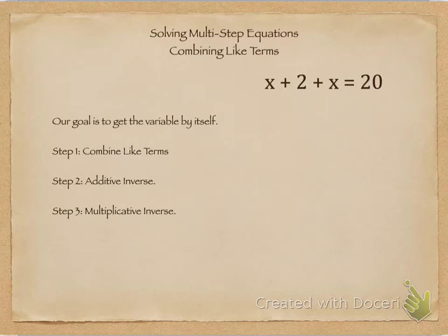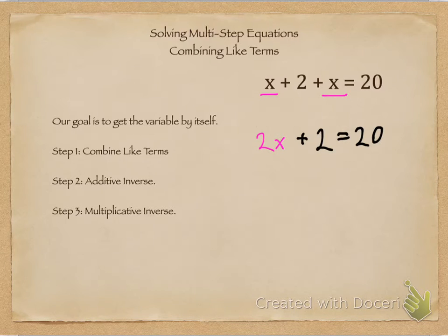Hey guys, today we're going to solve multi-step equations. We're going to begin with some combining like terms. Our first equation is x plus 2 plus x equals 20. We're going to combine our like terms, which is 1x and 1x, which will equal 2x. We'll bring down the rest of the equation, which is plus 2 equals 20.